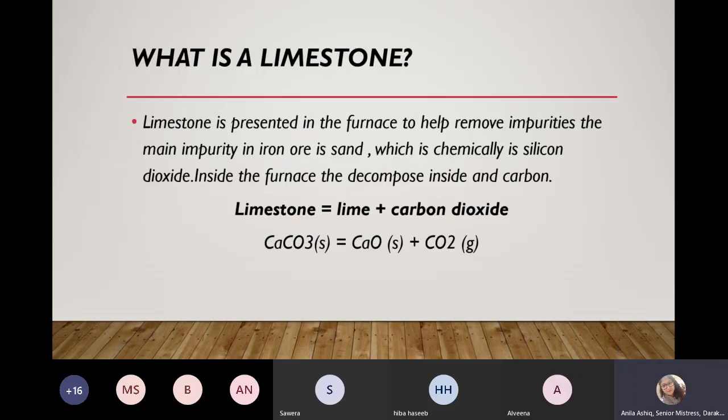Then we discussed about the limestone. Limestone is present in the furnace to help remove impurities. The main impurity in iron ore is sand, which is chemically silicon dioxide. Limestone decomposes inside the furnace. So limestone is basically there to remove all kinds of impurities. This would be the reaction.